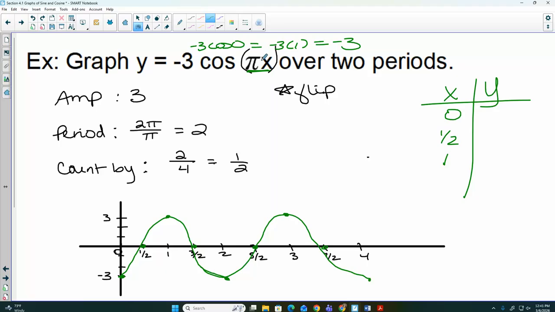So if you put in a 0, -3 times the cosine of 0. So that's -3 times 1, which is -3. If I put in 1/2, that's pi over 2. Cosine of pi over 2 is 0, times -3 is 0. If I put in 1, cosine of pi, which is -1, times -3 is 3. So that's where my y values are coming from. So you can either get them from there or remember your pattern. If you forget the pattern, that's a great way to figure it back out from. What else?